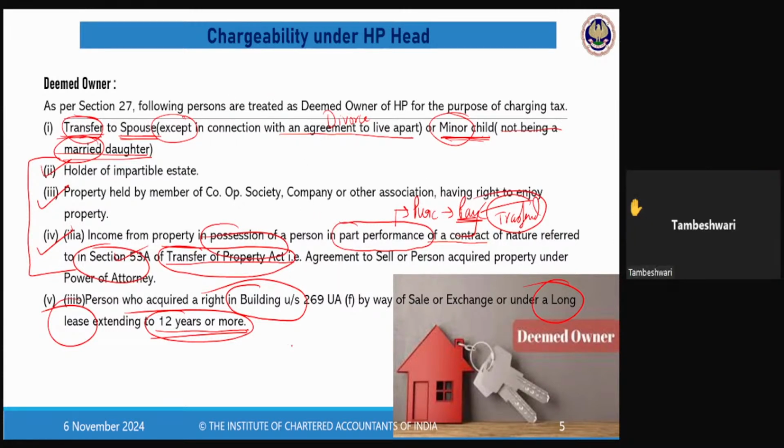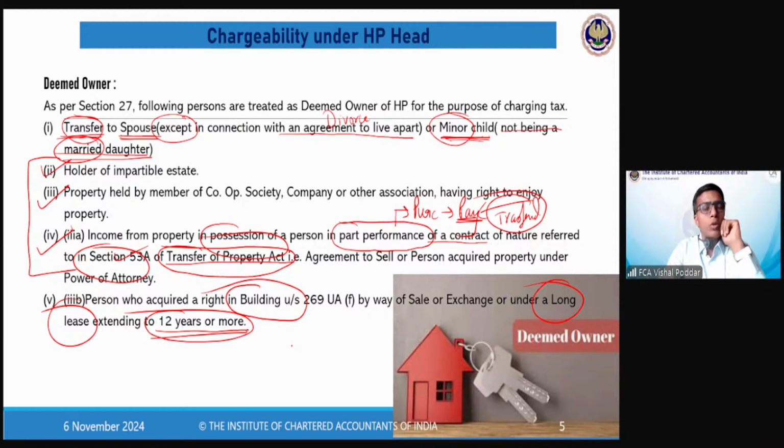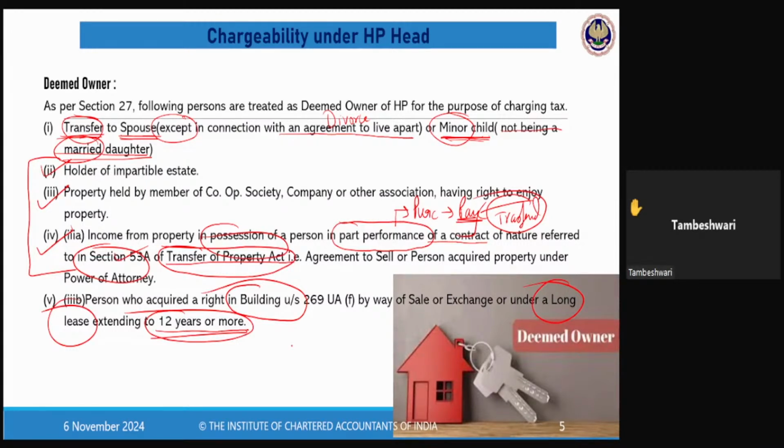Yes, Kamlesh? Yes, sir. Sir, I can't understand the third point. I understand the fourth and fifth also. So what did you not understand, beta? Sir, in this entire point about holding in a society, housing society, sir. Yes, beta.